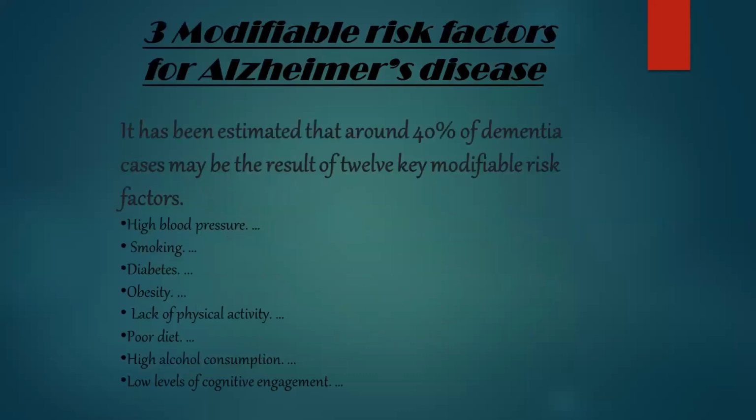Modifiable risk factors for Alzheimer's disease. It has been estimated that around 40% of dementia cases may be the result of 12 key modifiable risk factors: high blood pressure, smoking, diabetes, obesity, lack of physical activity, poor diet, high alcohol consumption, and the last one is low levels of cognitive activity.